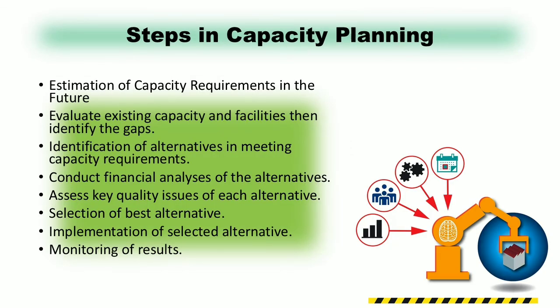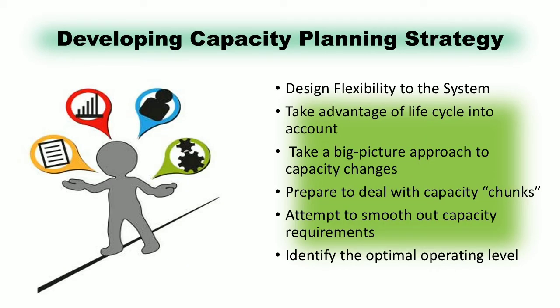Apart from the things to consider in terms of capacity planning, the following steps should be taken into account. Estimation of capacity requirements in the future. Evaluate existing capacity and facilities, then identify the gaps. Identification of alternatives in meeting capacity requirements. Conduct financial analyses of the alternatives. Assess key quality issues of each alternative. Selection of best alternative. Implementation of selected alternative. And monitoring of results.